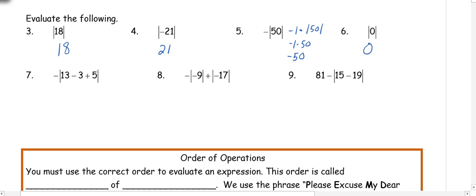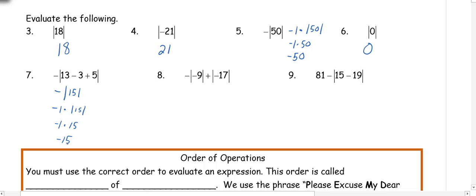Now, 7, 8, and 9, there's a little bit of order of operations involved. So first we need to figure out the number inside the absolute value in number 7. So 13 minus 3 is 10, plus 5 is 15. So we have negative absolute value of 15, which remember is -1 times the absolute value of 15. The absolute value of 15 is 15, and we multiply by -1, we get -15.